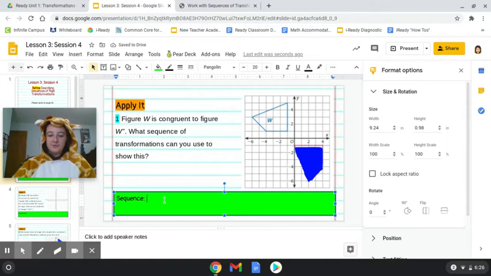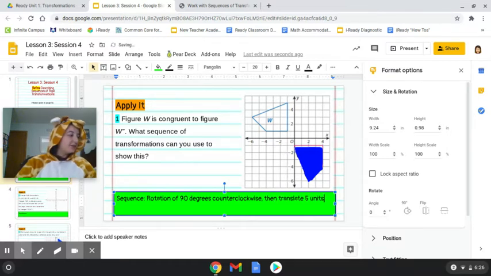So again, we started with a rotation of 90 degrees counterclockwise. Then translate 5 units right. And that's how we go from W to W double prime right here.